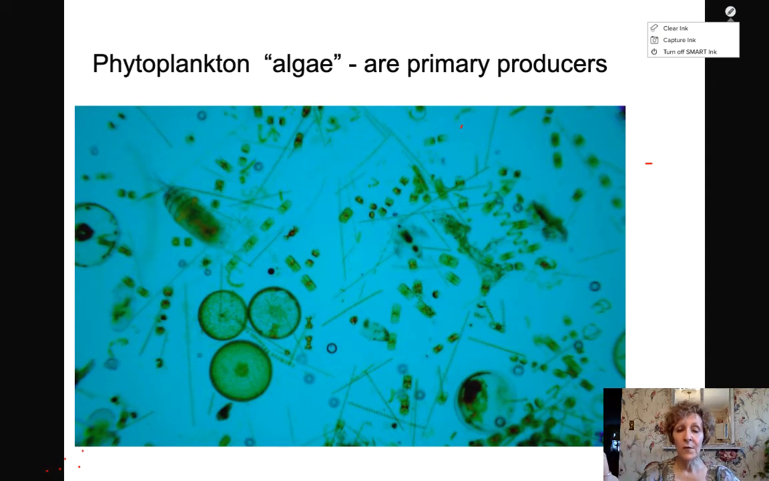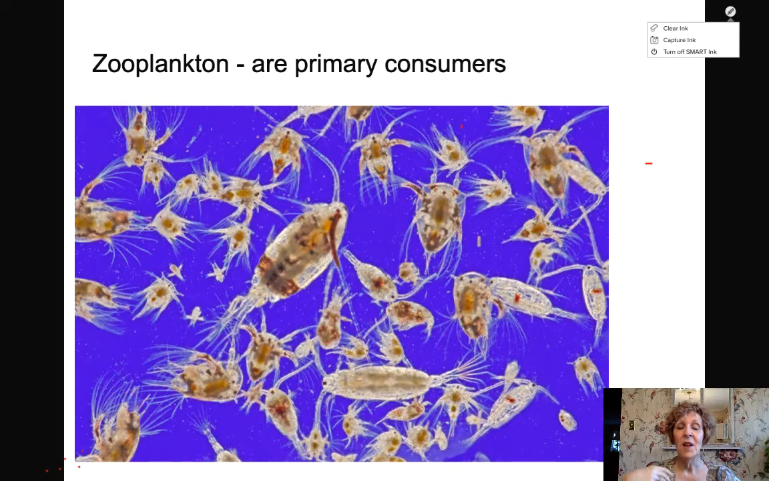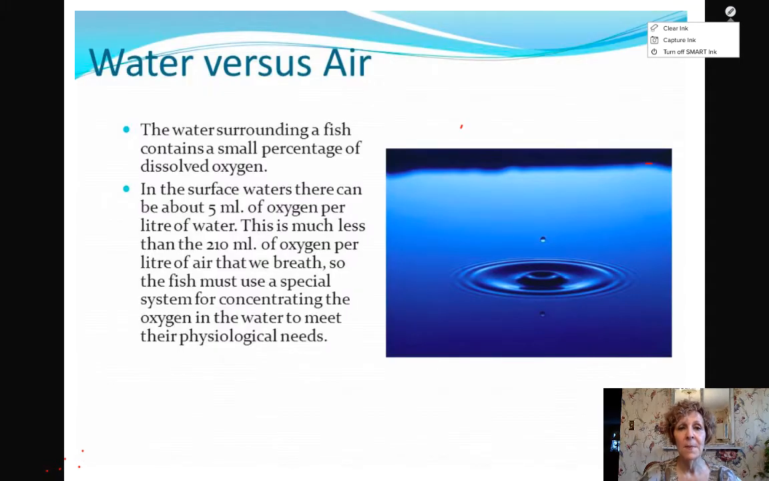So we know in a food chain that the producers are going to be our algae, or better known as phytoplankton. And then we have zooplankton, which are the primary consumers of the phytoplankton. So we have these trophic levels in aquatic systems just like we have in terrestrial systems. The difference between an aquatic system and a terrestrial system is oxygen.